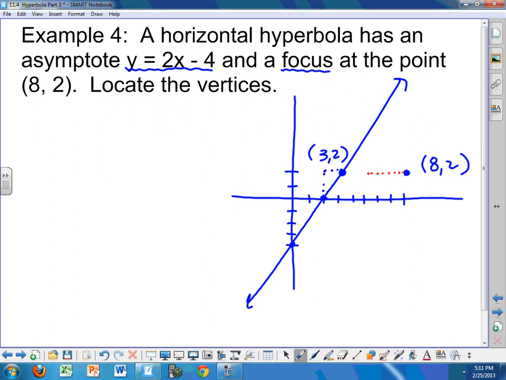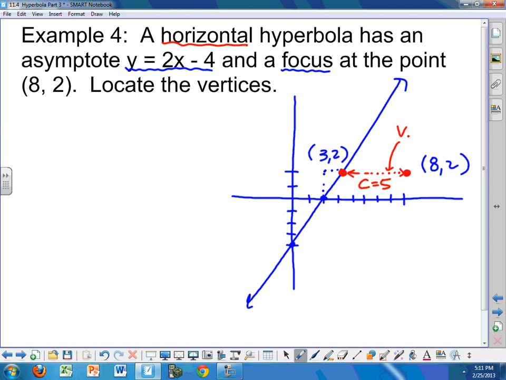Going directly across here, this is a horizontal hyperbola. If it's going to be horizontal and my focus is here, and that must be the center. So I've got c equals 5. Now, of course, I don't know where the rest of this is, and I'm trying to locate the vertices. But I do know this.